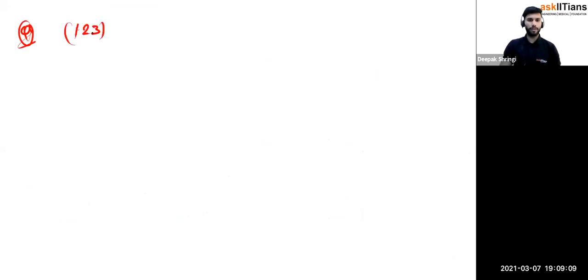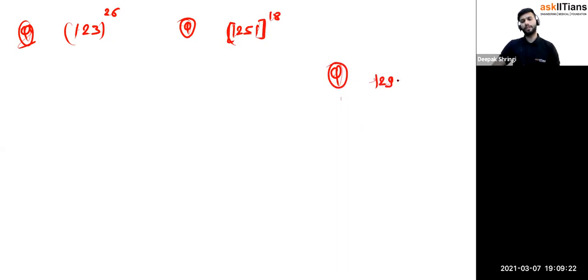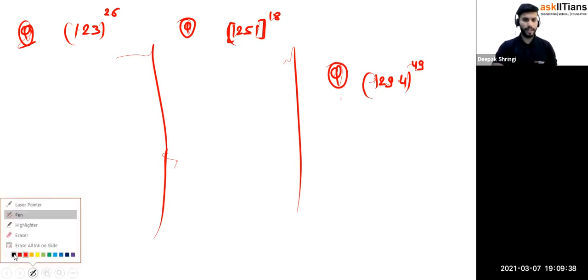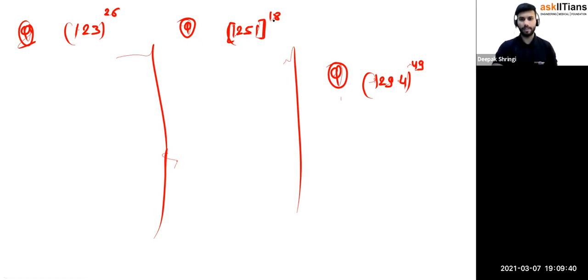123 power 26 first, then 125, 1251 power 18, 1251, okay. And then the next one would be, let's say, 1294 power 49. These three you have to solve, guys. Give it a try quickly. Give it a try and I'll be just back in a minute, okay? Just a minute.